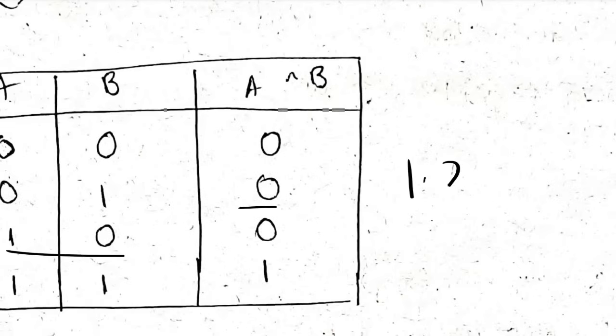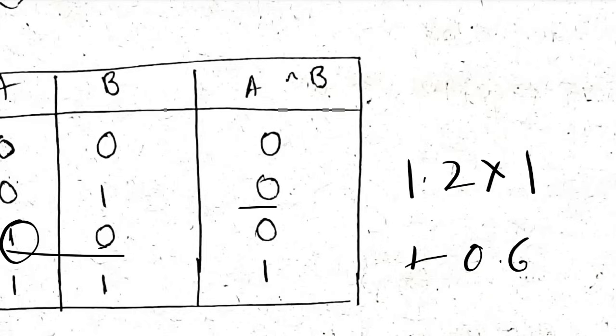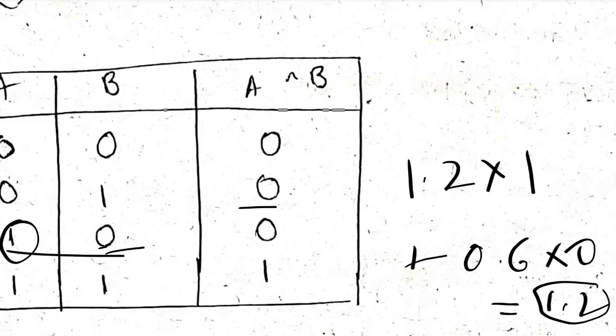Third one, 1.2 into 1 plus, what is W2? It is 0.6, and B is 0 here, into 0. What will be my answer? It will be 1.2. Now you tell me, 1.2 is greater than the threshold or less than the threshold? Greater than the threshold. What will be my output in this case? 1. But what do I expect? I expect it to be 0, but I am getting the answer 1. So what do I have to do?